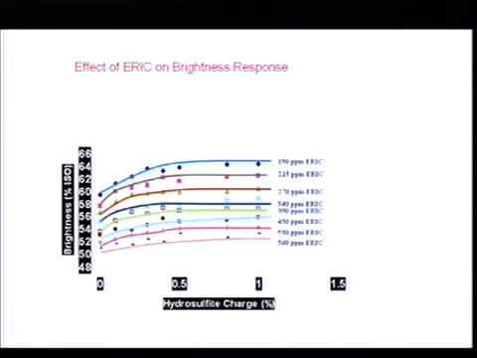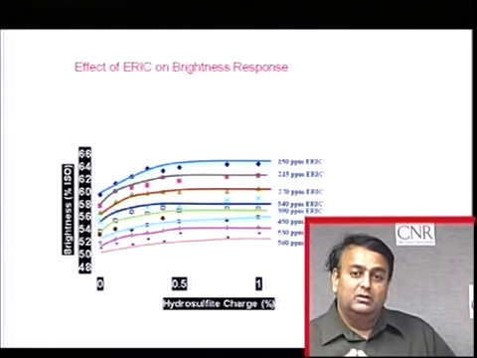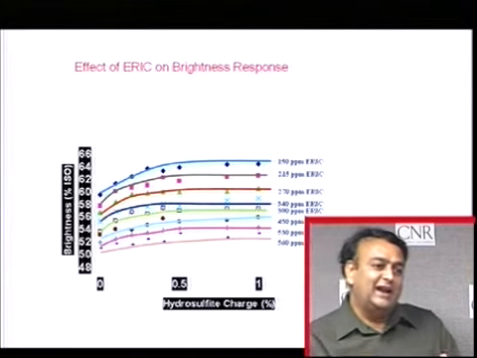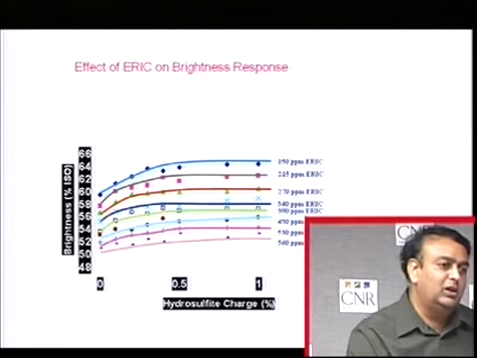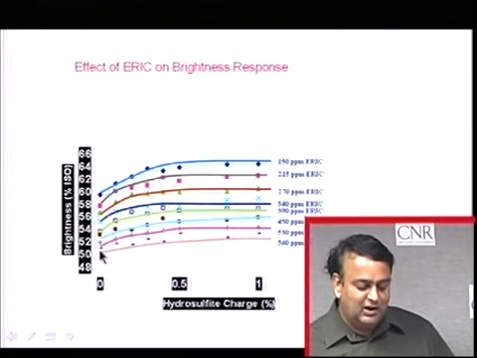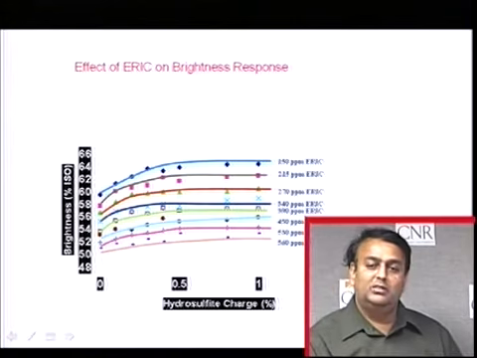When you have a higher amount of ERIC, you are trying to bleach carbon black, you are trying to bleach ink with the fibers. It's very difficult to bleach carbon black. The carbon black sites block your chemical, so it will not work on your fiber. That's why you get a very poor response. It's a flat line when you increase the dosage of hydrosulfide.